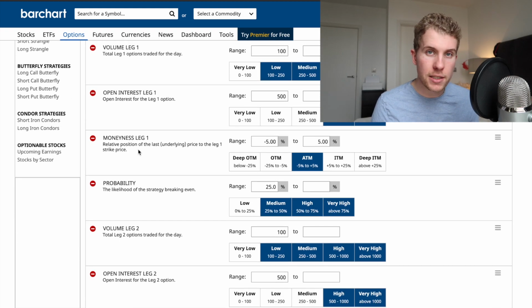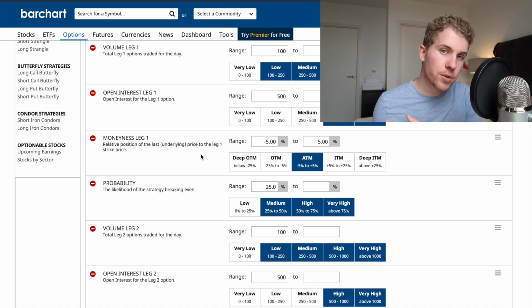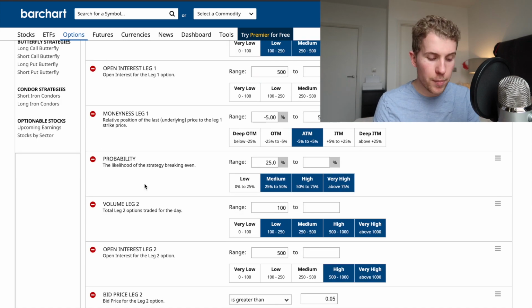Then we have the moneyness, meaning how in the money or how at the money the option actually is. The screener is going to show trades and options that are in the money by -5% to 5%. Then we go into the probability, meaning the likelihood of the strategy breaking even. Here we're focusing on a minimum of 25%, which is actually quite good, and you're going to understand why afterwards.